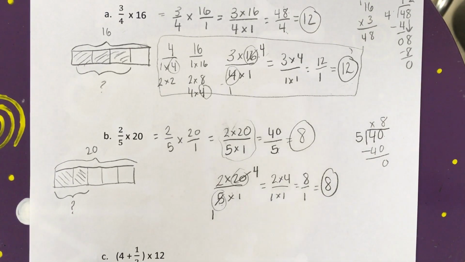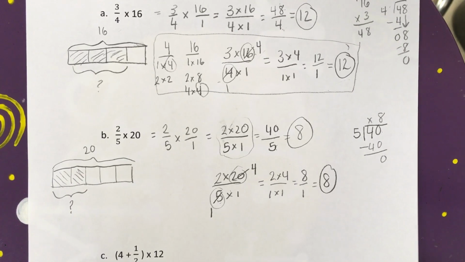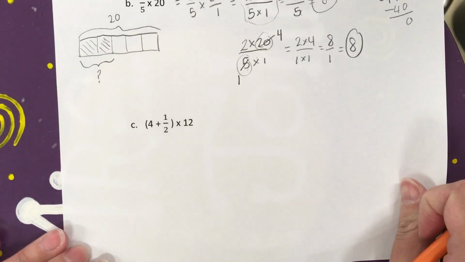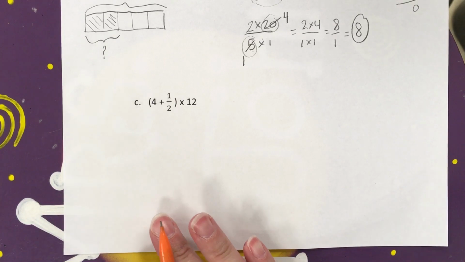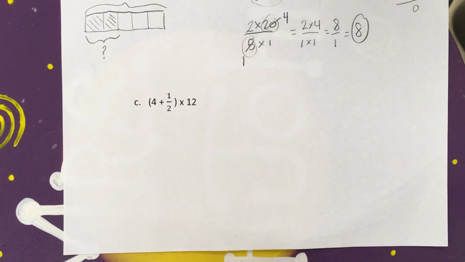All right, and last but not least is C. C is probably going to be your trickier question on tonight's homework. Okay, don't let it totally trick you.